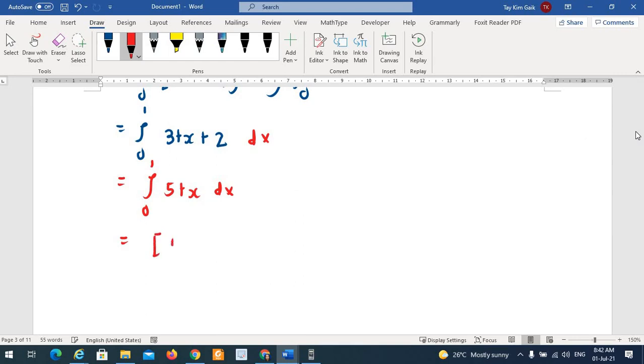So you can use a calculator, or you can evaluate it manually. So 5 plus half.